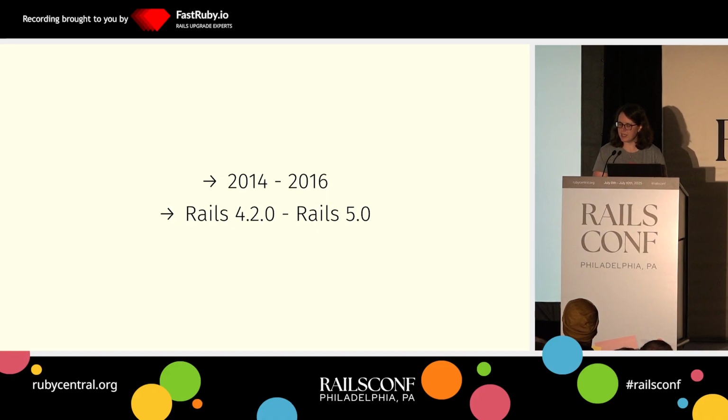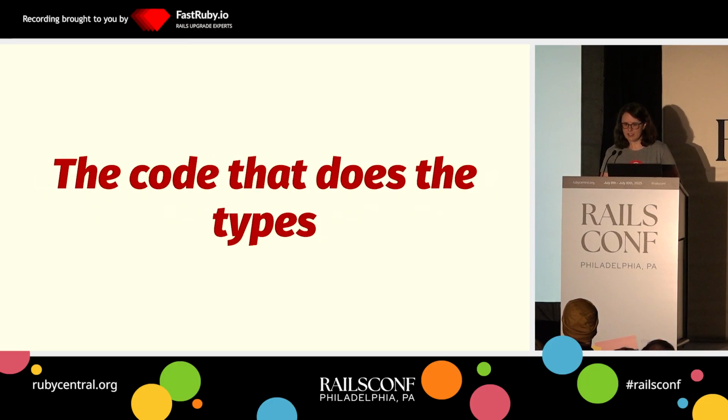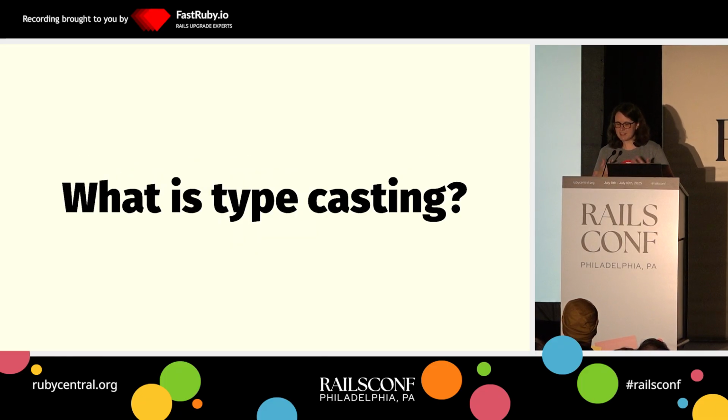So my first question to Sage was, how would you describe the Attributes API? And they said, it's the code that does the types. Okay, pretty straightforward. And then I asked them, well, what is typecasting? And they said, when ActiveRecord receives your data, it's almost certainly going to be as a string. You as the developer don't want a string. You want an integer or date or whatever useful Ruby object that data is representing. The Attributes API and ActiveRecord will deal with converting from your Ruby objects to those string representations and vice versa.